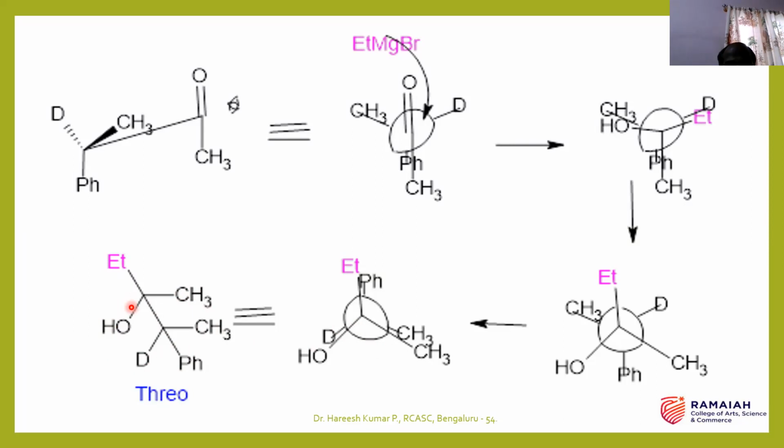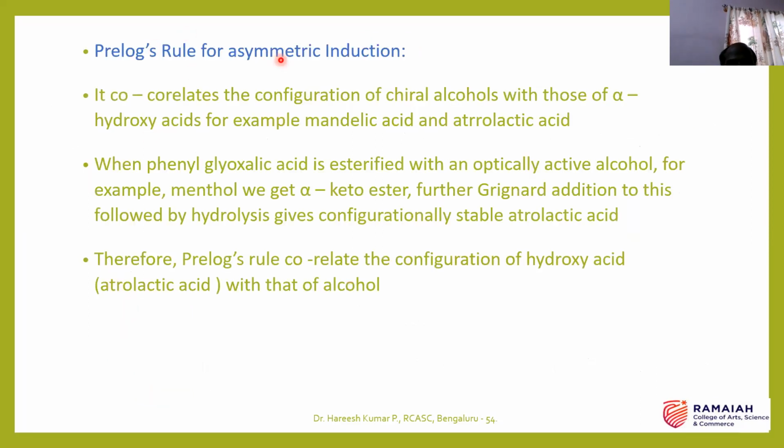So let's go to another concept called Prelog's rule, Prelog's rule for asymmetric induction. It correlates the configuration of chiral alcohols with those of alpha hydroxy acids, for example, mandelic acid and atrolactic acid. When phenyl glyoxylic acid is esterified with an optically active alcohol, for example menthol, we get a keto ester. Further, a Grignard addition to this, followed by hydrolysis, gives configurationally stable atrolactic acid. Therefore, Prelog's rule correlates the configuration of the hydroxy acid with that of the alcohol.